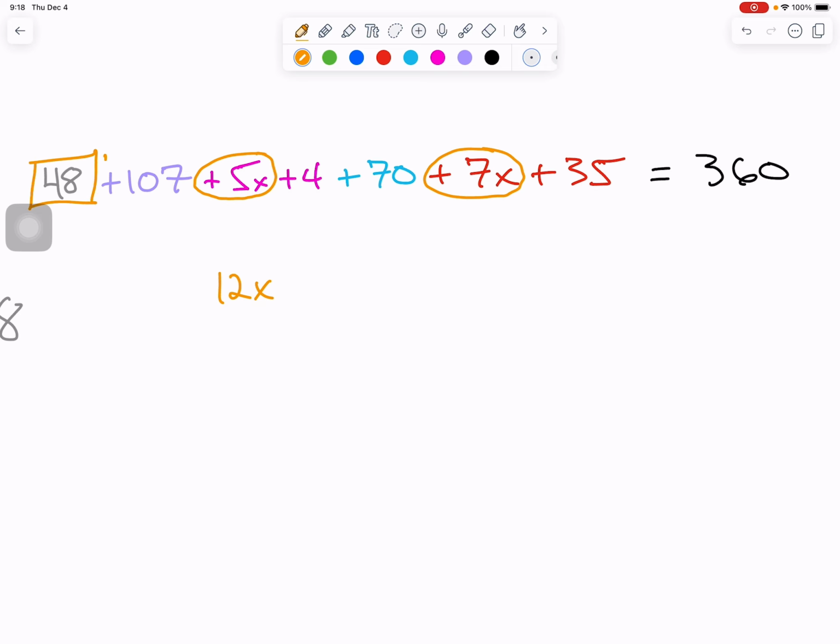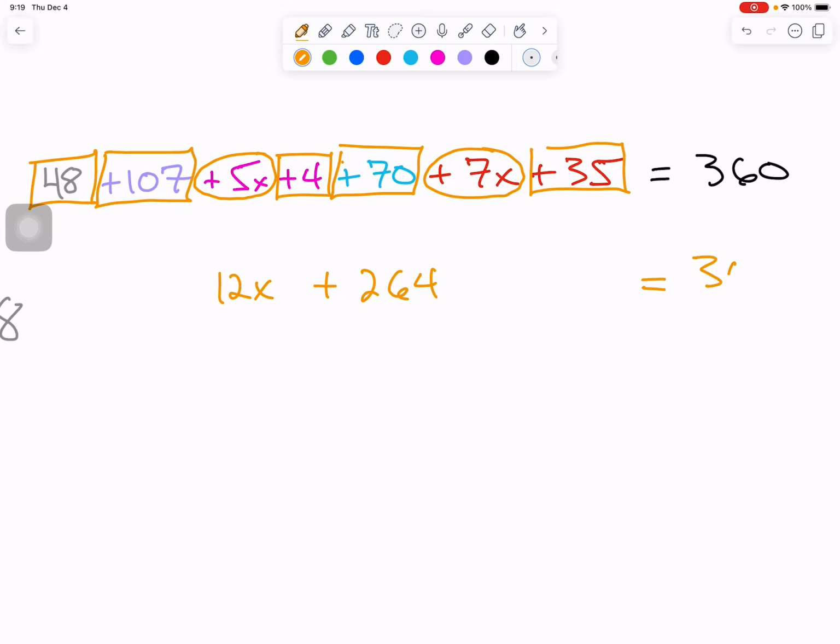48 plus 107 is 155. 155 plus 4 is 159. 159 plus 70 is 229. 229 plus 35 is, let's see, 264. It should be. You guys might want to double check my math. I really hope I don't need to start over.